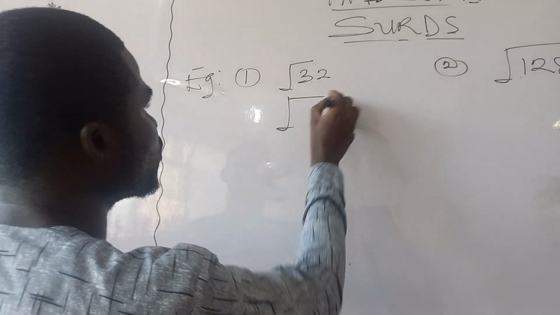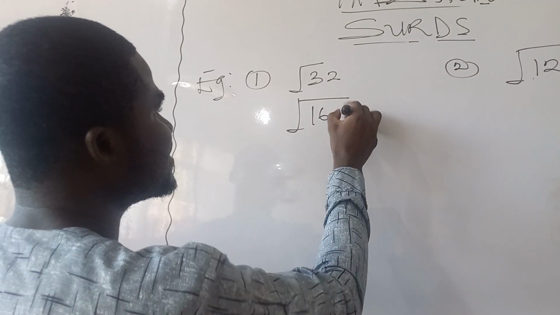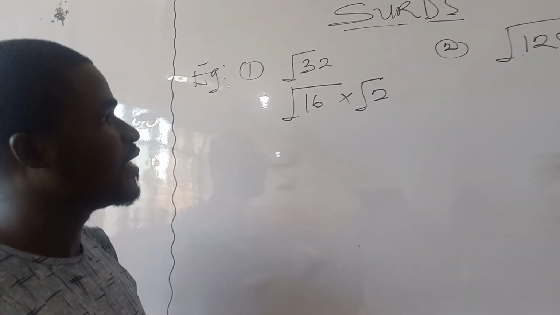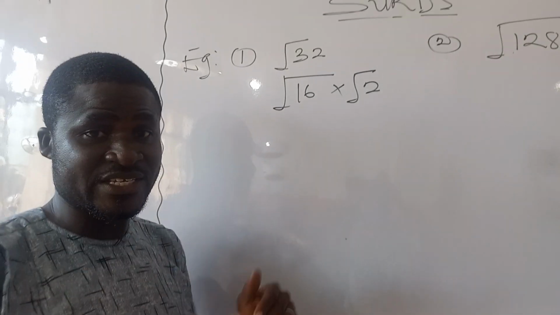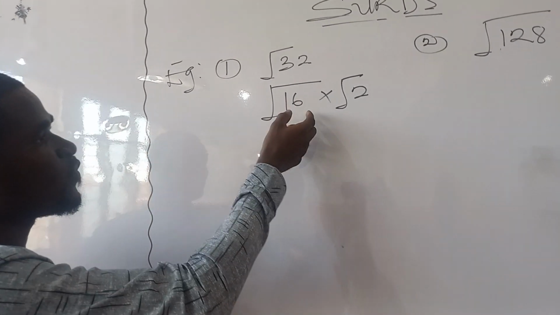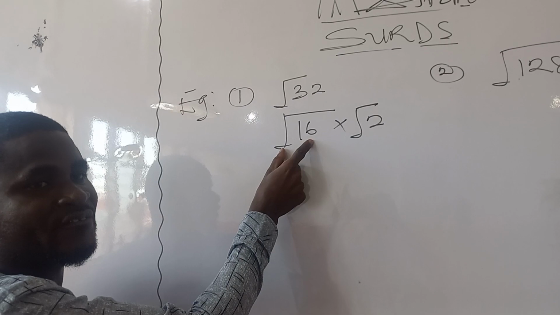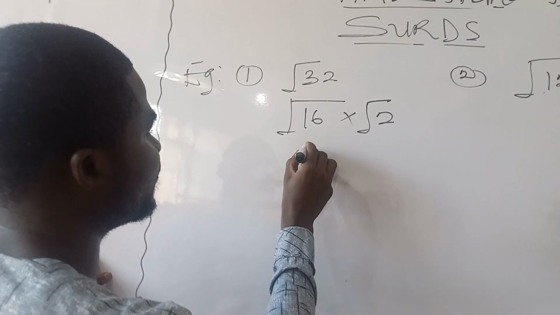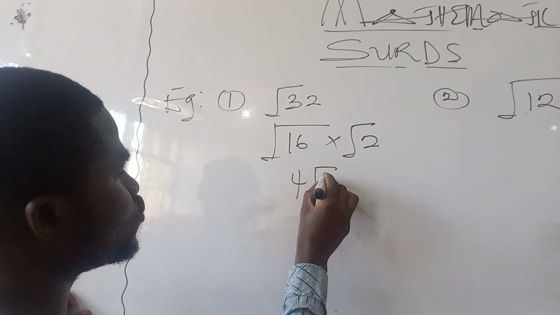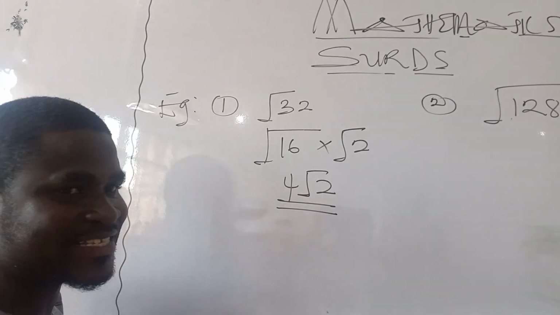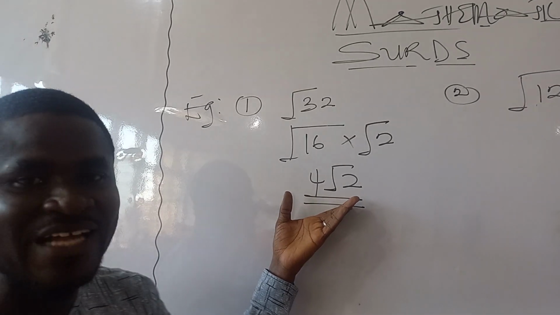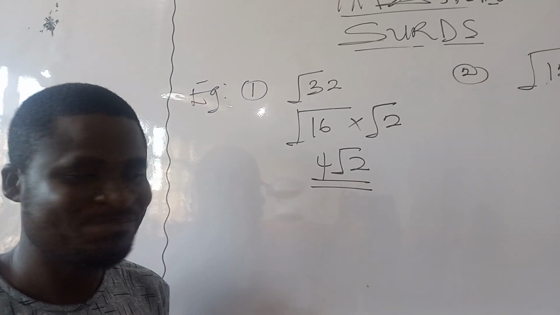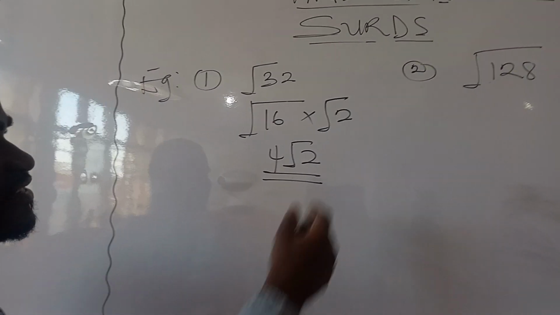So I'll get square root of 16 times square root of 2. Now take note, the number you will square should come first. Square root of 16 is 4. Then you bring your root 2. That's your final answer. So this is what we call surds. If you are getting it, it's very simple. Good. Let's take the second example.